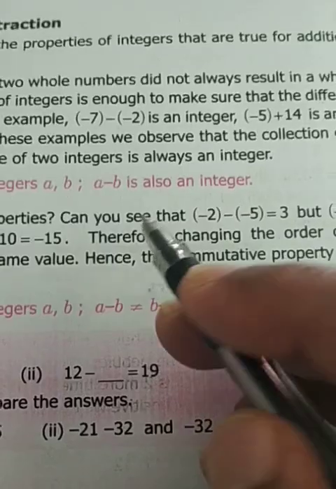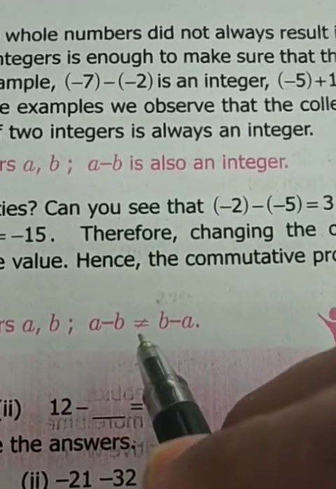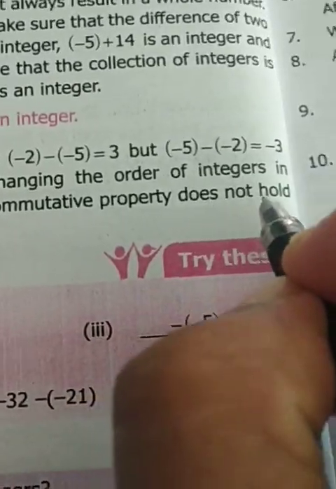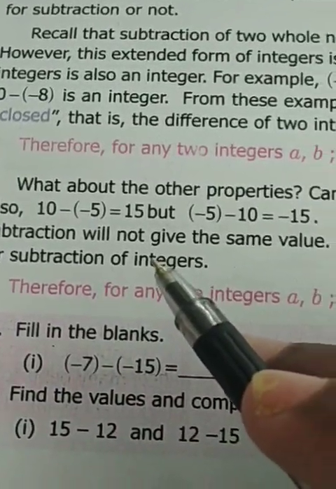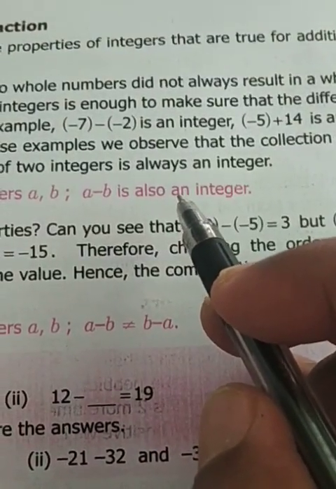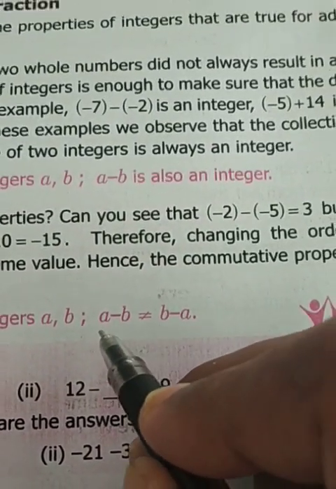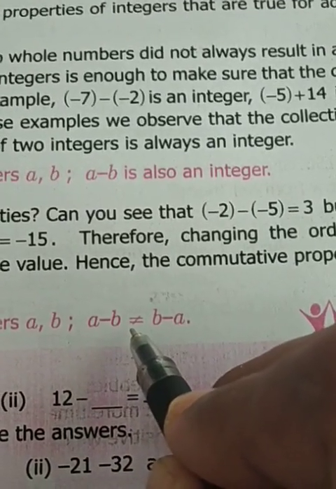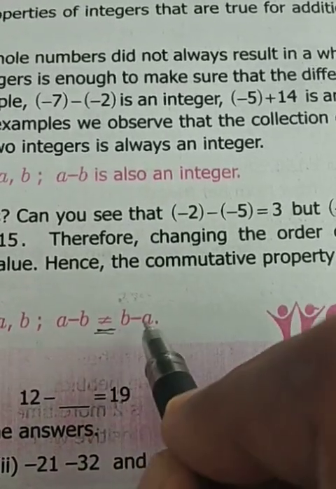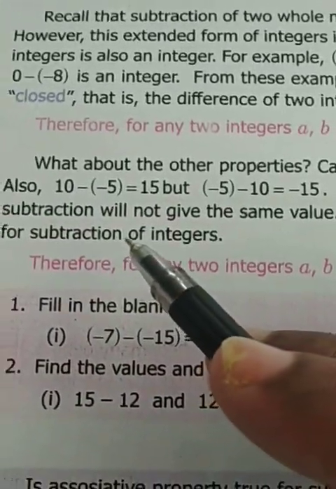holds true here. Next, for any two integers a and b, a minus b is not equal to b minus a. Commutative property does not hold. So which property only does it satisfy? Closure property only. Commutative does not hold here. A minus b is not equal to b minus a. See the letters. A minus b is not equal to b minus a. Commutative property does not hold in subtraction of integers.